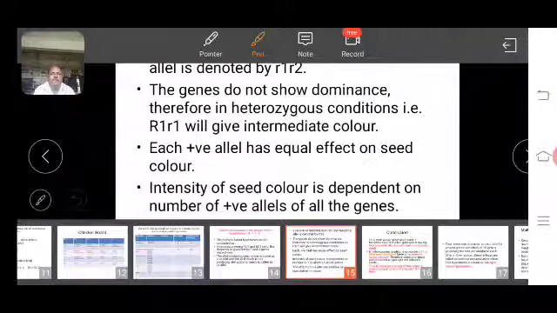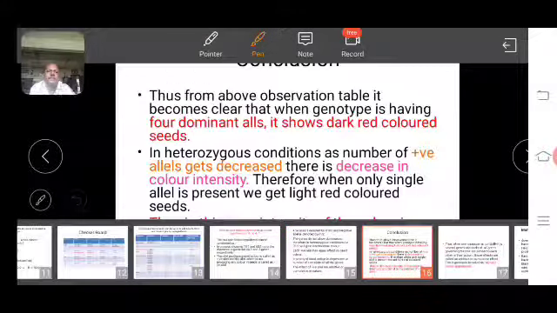The genes do not show dominance, therefore in the heterozygous condition, that is capital R1, small r1, we will get intermediate color. Each positive allele has equal effect on seed color. Intensity of seed color is dependent on the number of positive alleles of all genes. Thus, from the above observation table, it becomes clear that when the genotype has 4 dominant alleles, it shows dark red colored seeds. In heterozygous conditions, as the number of positive alleles decreases, there is a decrease in color intensity, and therefore when only a single allele is present, we get light red colored seeds.